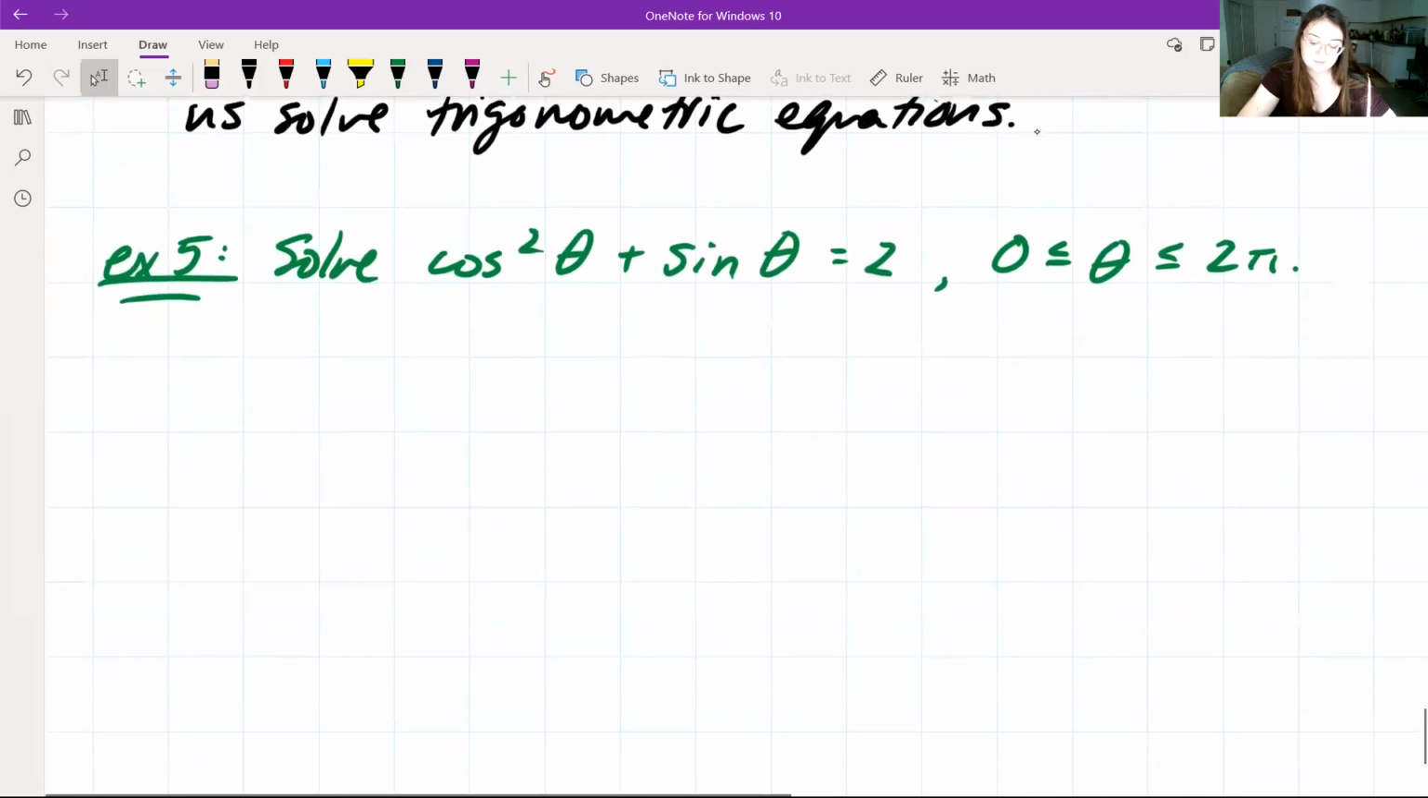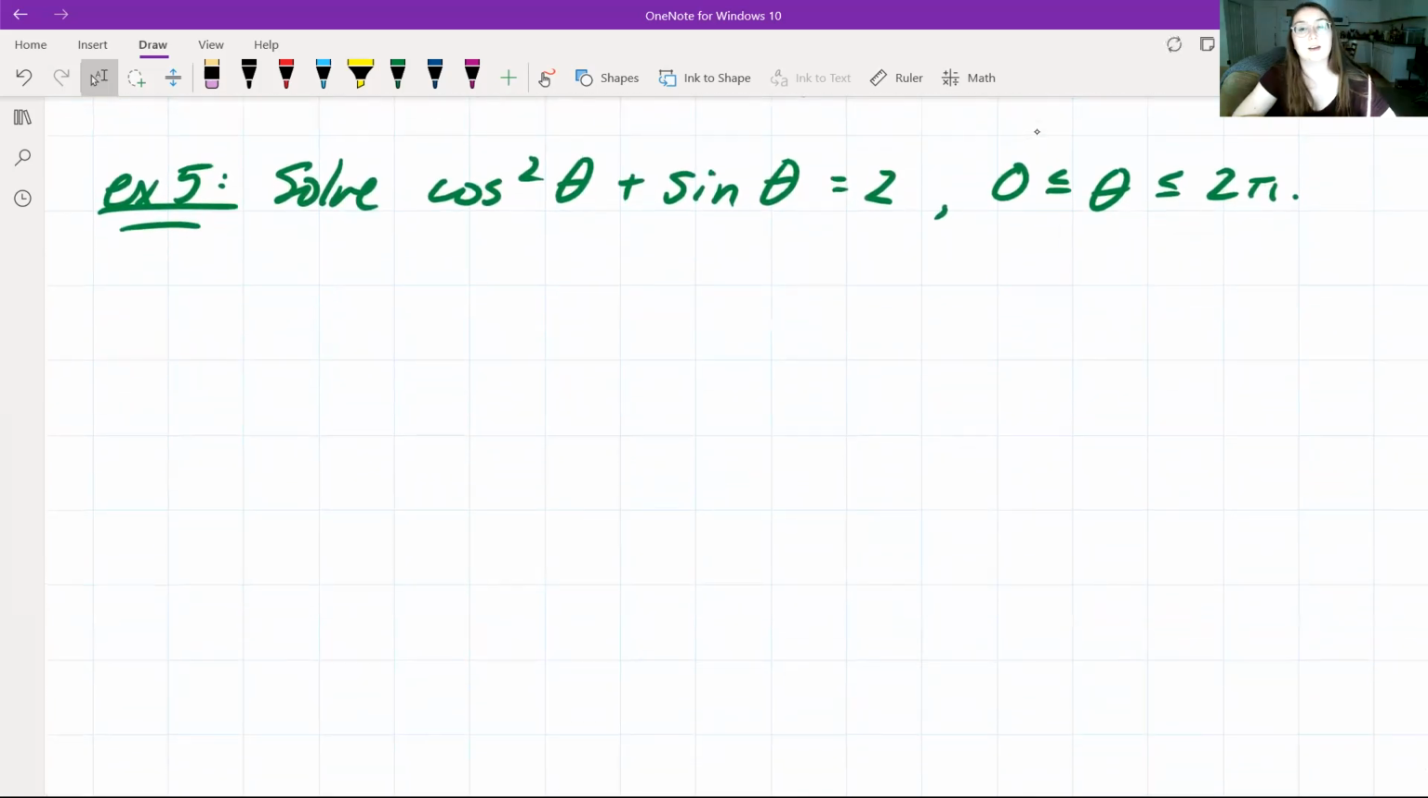We always want to try and factor first, but I'm going to save everyone time and just say that this can't be factored. So we're going to start off by saying that this cannot be solved by factoring.